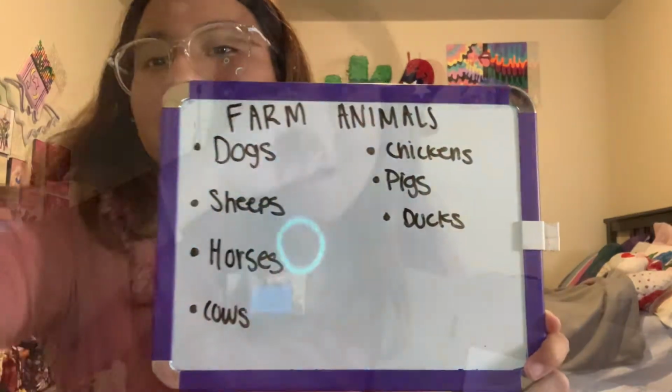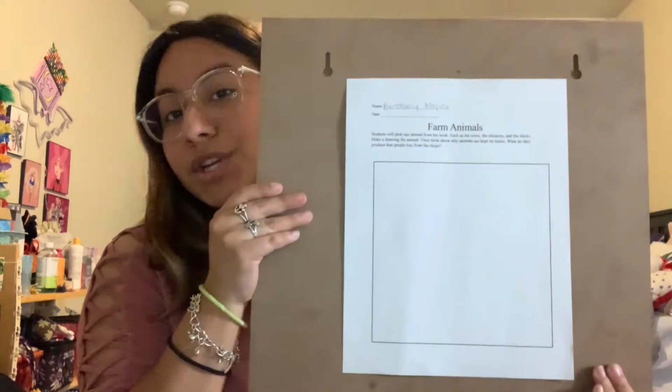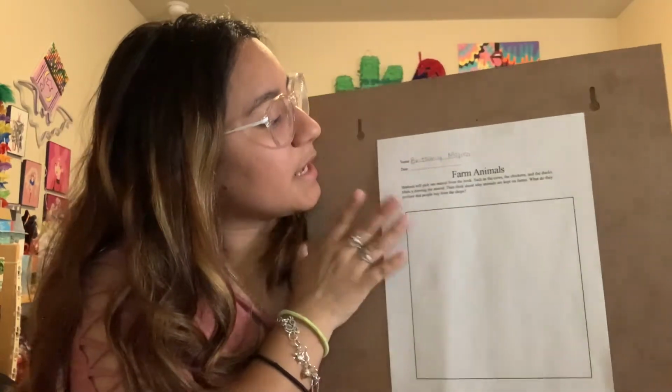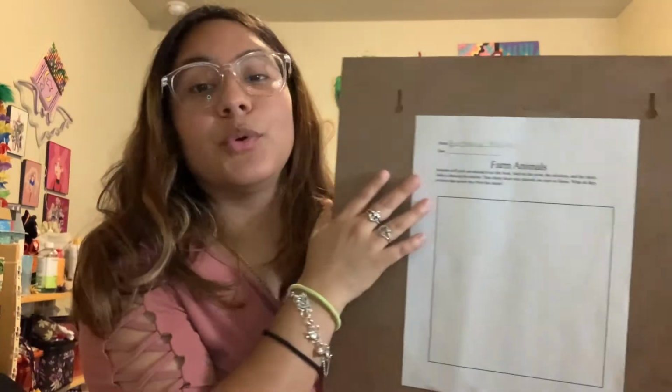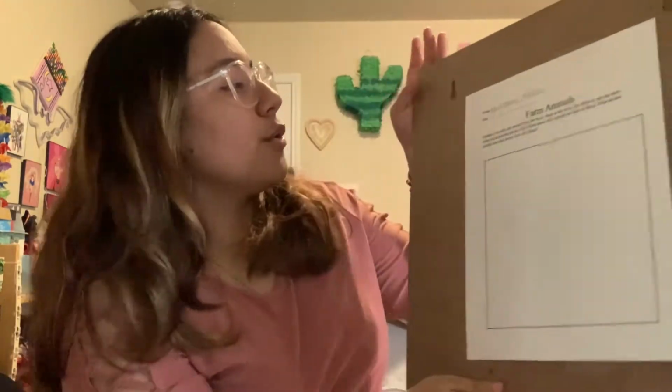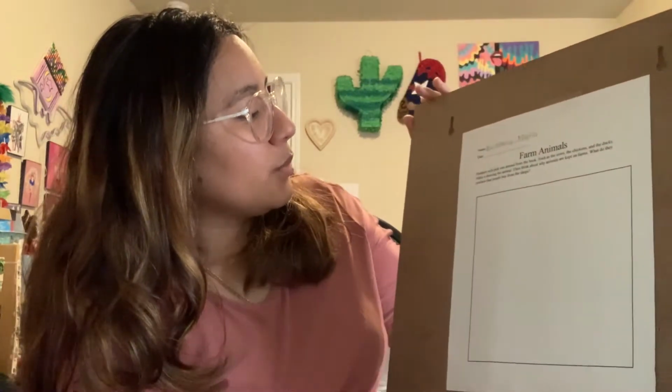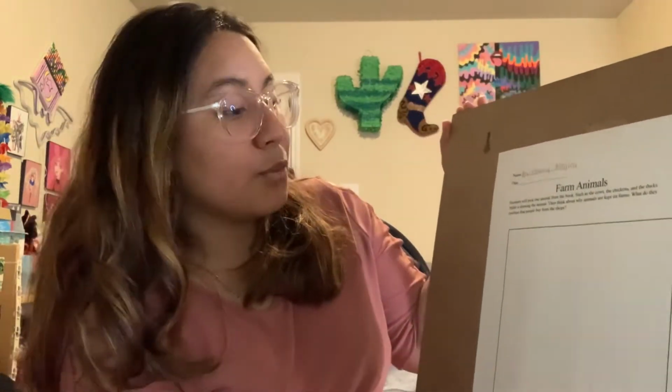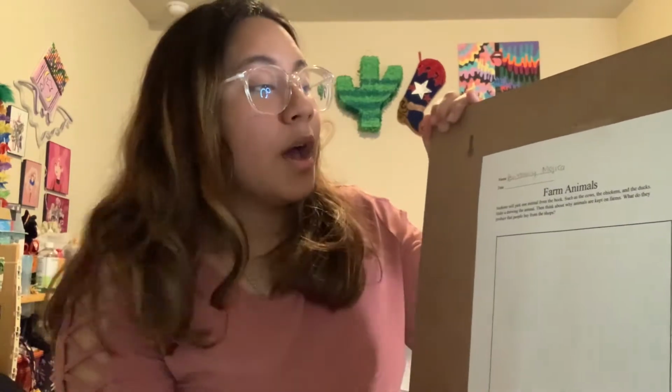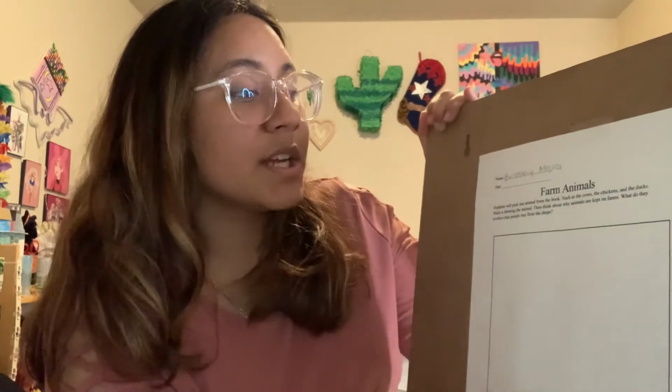book. Now that we have finished our read aloud, we will begin our activity. We will all get our worksheet, called Farm Animals, and begin by putting our name and the date at the top of the page. For this worksheet, the students will pick one of the animals that were in the book. We had cows, chickens, and ducks.